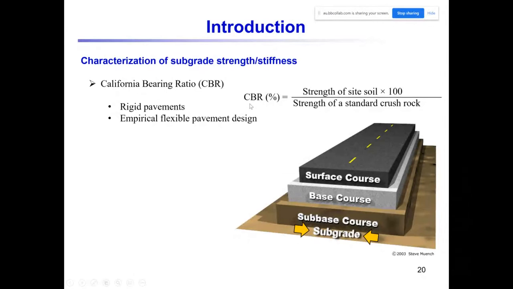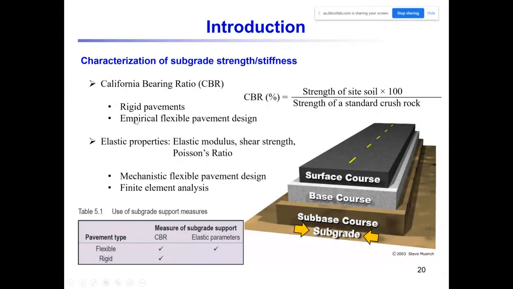When do we use this CBR in our design? There are two cases. When you are designing rigid pavement or concrete pavement, and when you design flexible pavement using empirical equations. We call this empirical flexible pavement design. So there are two methods of design in ASTROS. One is empirical flexible pavement design. The other one is mechanistic flexible pavement design. So for empirical design, we are going to use the CBR value.